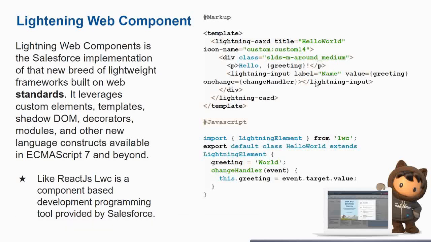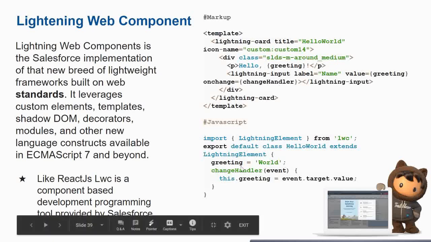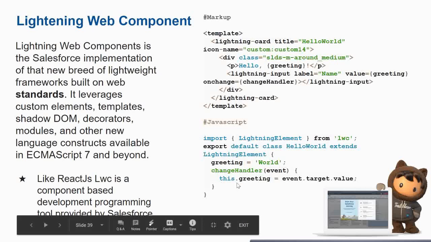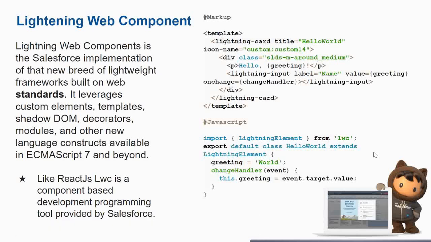You see this change handler, on change, this change handler is called, and this method is getting executed over here. And you see greeting equal to world. If you are using React, you will know that this greeting is kind of a state. So these variables work like state. This is the event handler, and they are using event.target.value. So I got a bit more familiarity, a similar thing between Lightning Web Components and React.js. They are quite similar.